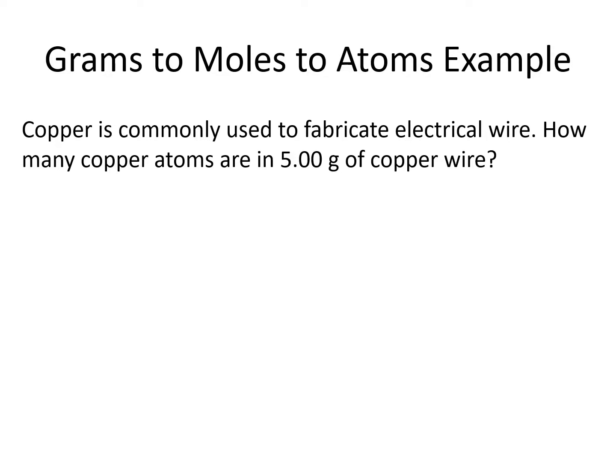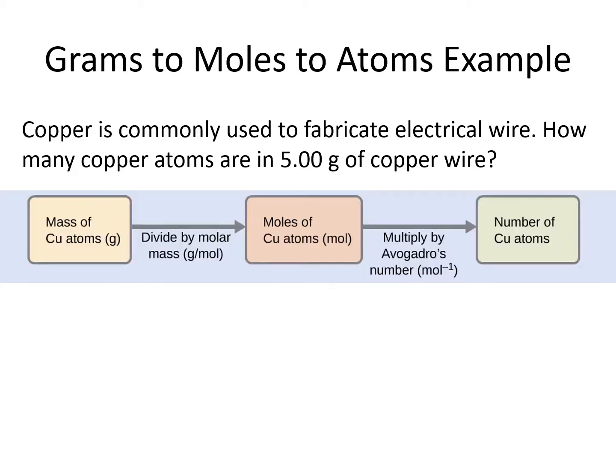We can combine our two types of calculations with moles together to go from grams to atoms or atoms to grams. We can't do it directly. We have to go through moles using two conversion factors. In our first step, we go from grams of copper to moles of copper by dividing by the molar mass of copper. And in the second step, we go from moles of copper to atoms of copper by multiplying by Avogadro's number. Again, you don't need to memorize whether to multiply or divide, as long as you set up your conversion factors properly. In this example, we're finding how many copper atoms are in 5.00 grams of copper.